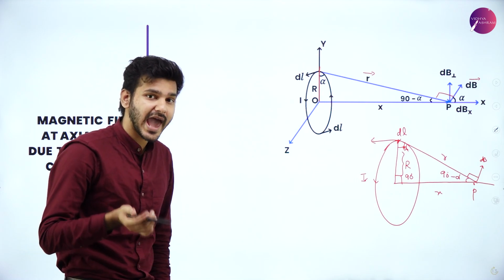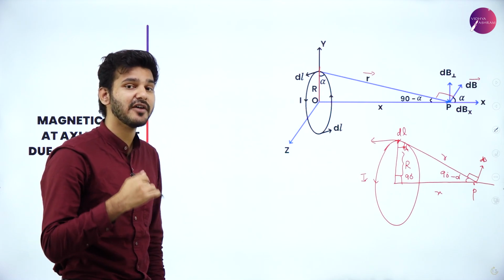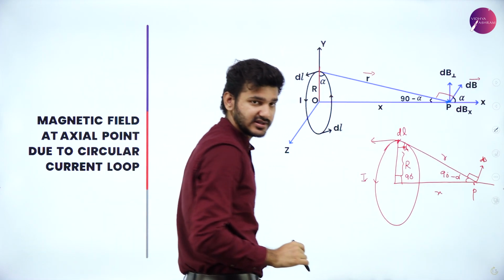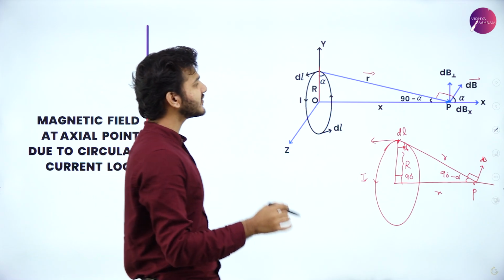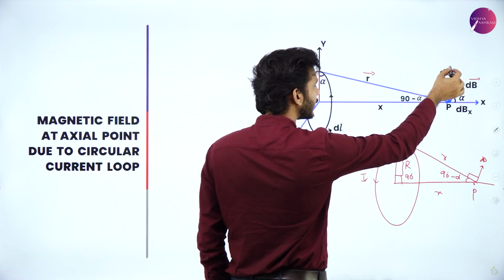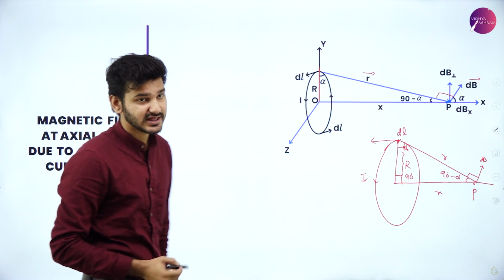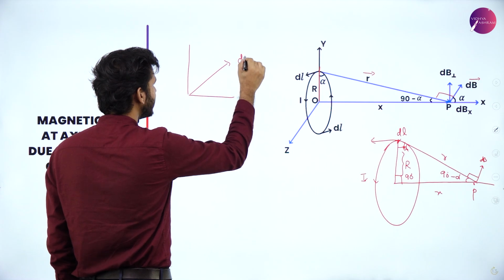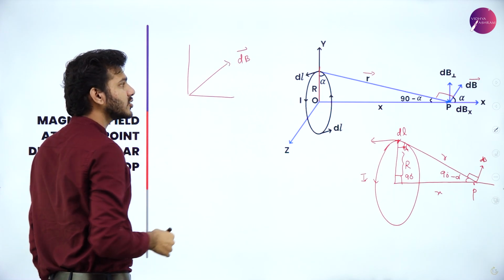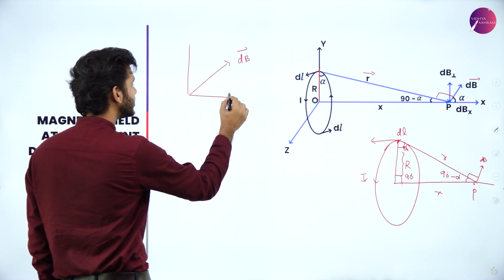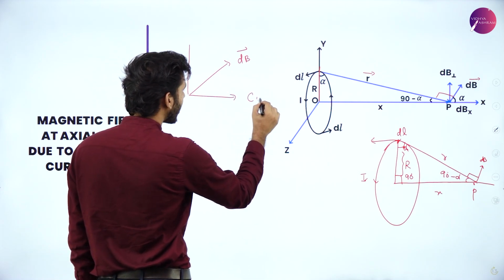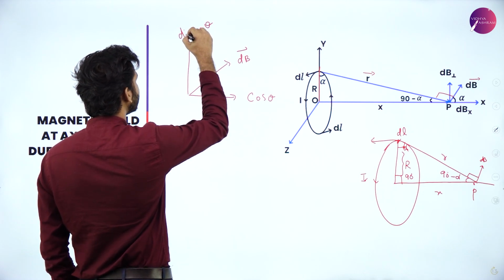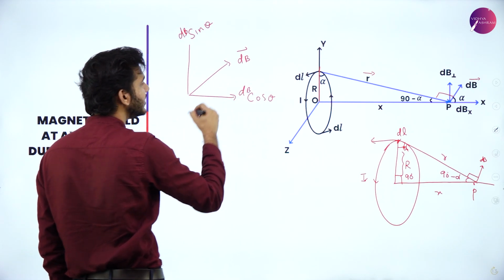Now we have figured out the angles also. Now the next thing you have to understand is that here we have x and y components. That is obtained after resolving dB into perpendicular and horizontal components. This is dB. Since this is a vector quantity, we are resolving that into its sine component and cos component. So dB sine theta and dB cos theta.